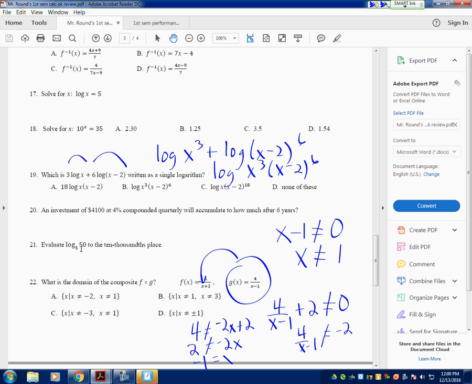And so neither 1 nor negative 1 will work. That's this domain restriction, D. It's the set of all x such that x cannot equal plus or minus 1. Why is it plus or minus 1? Because the inner function had a 1 that would not work. Oh, okay.